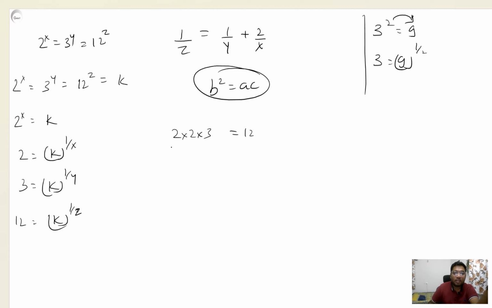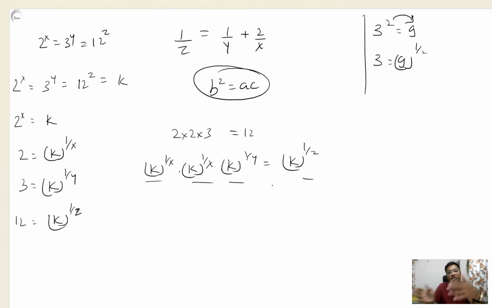So that means 2 means k to the power 1 by x. Another 2 means k to the power 1 by x. 3 means k to the power 1 by y, and 12 means k to the power 1 by z. If you notice, everything is k. All the bases are equal. What do we do in such cases? We will add the exponent.